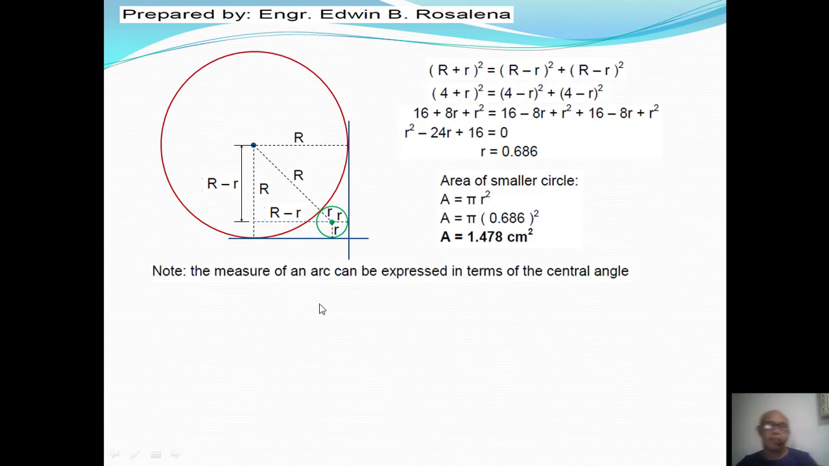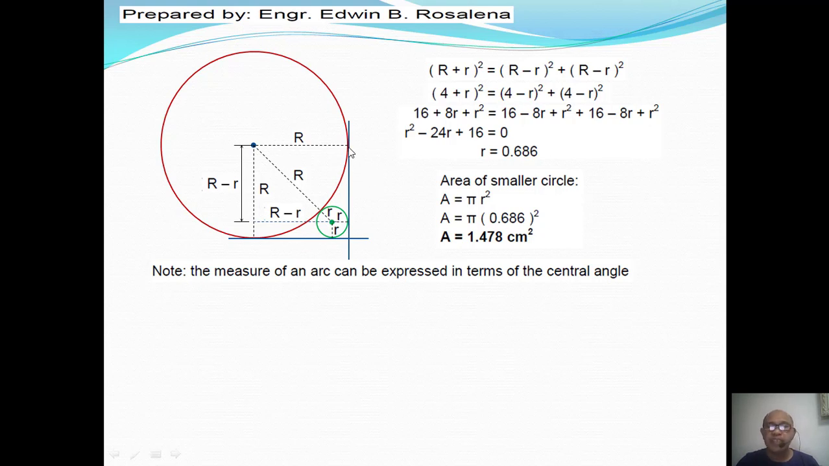by the way, before discussing the next property, we must first define how we measure an arc of a circle. The measure of an arc can be expressed in terms of the central angle of the arc. So let's say if we have an arc, for example, this arc of a circle, then no matter what the measure of the radius, or if in case we do not know the radius of the circle, then the measure of the arc can be expressed in terms of the angle at the center, subtended by the arc at the center of the circle.